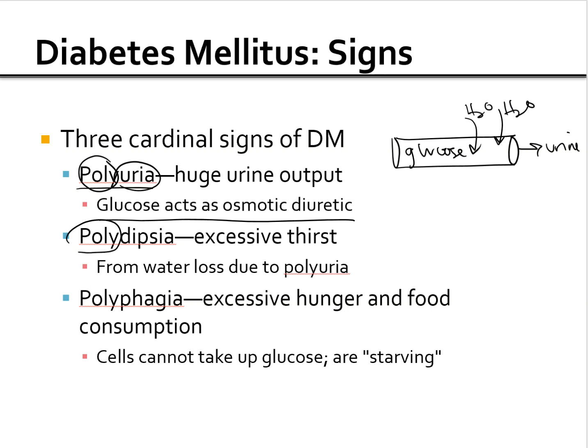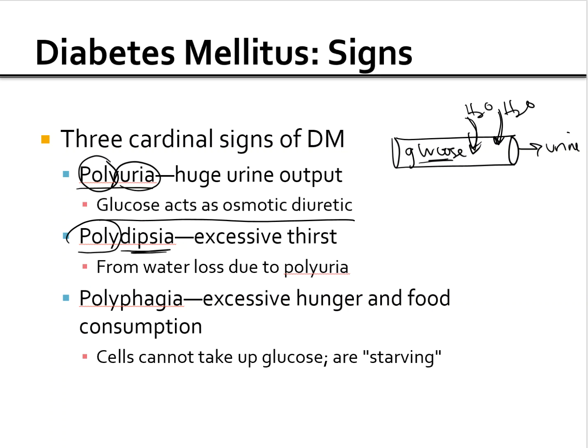Polydipsia, again, poly meaning many. Dipsia means thirst. So we have excessive thirst. And polydipsia is due to the fact that we're losing all of this water due to the glucose. And polyphagia is an excess hunger and food consumption. That is because the cells in the body, if they don't have carbohydrates and they don't have glucose, you're essentially starving them to death. And so they think, oh my God, I don't have enough energy, I need to consume more food. So it's kind of this vicious circle that occurs.